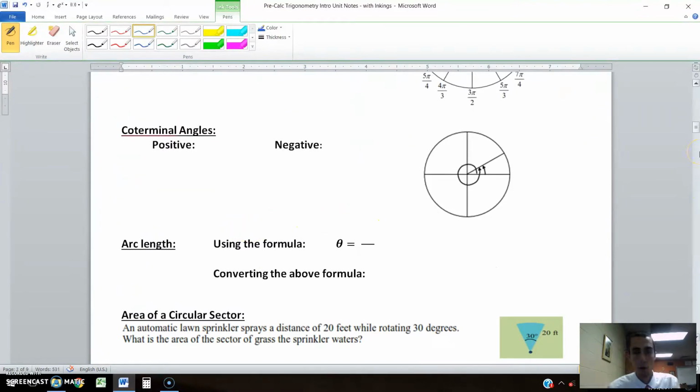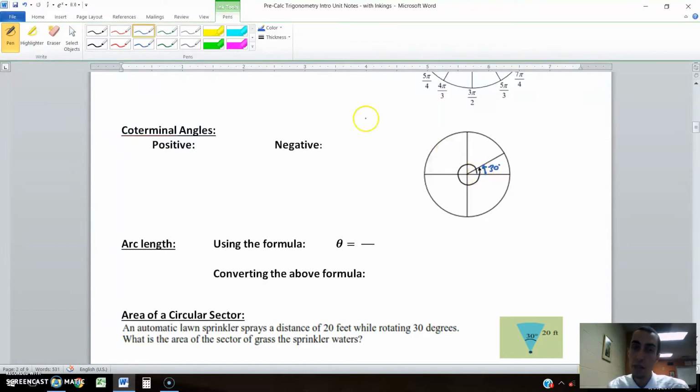Next is the topic of coterminal angles. Coterminal angles are angles which have a terminal side located in the same place. So for this example, let's suppose that this outer arrow right here, this little angle, had a measurement of, say, 30 degrees. You could have another angle which starts in the same location and then goes past 30 degrees and then ends up in the same spot.